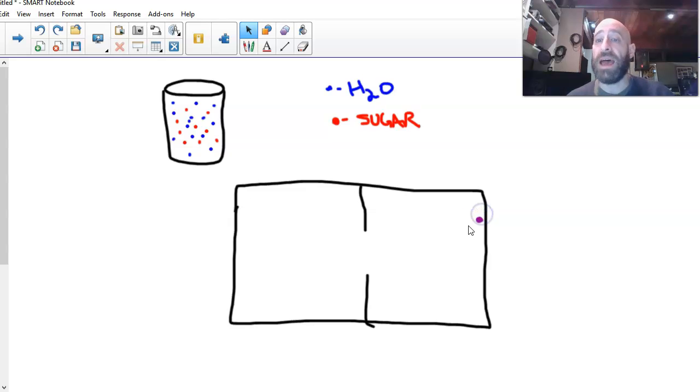Now, this is not a particle that knows what it's doing. That was not an intentional thing that particle did. It just happened because of random chance, right? If it's bouncing around, eventually it's going to hit the right angle and bounce out of there.